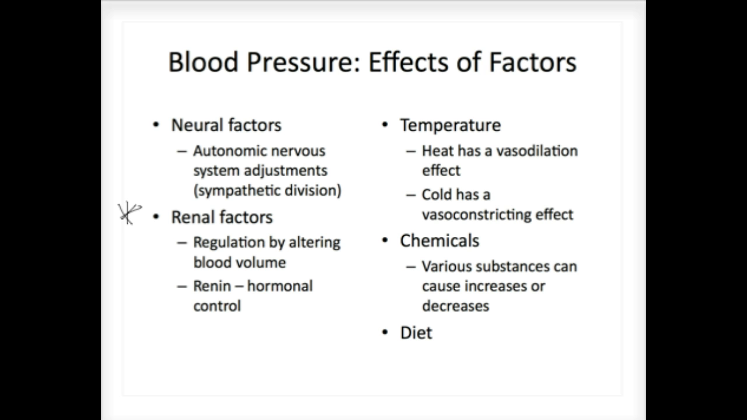And then diet. Here, diet kind of covers a lot of different things. This would be everything from cholesterol, which has kind of a clogging effect on the arteries, especially if it's the wrong kind, not the good kind. Salt intake, because the amount of salt that you have in your body directly affects the kidneys and how much water is removed from the urine.